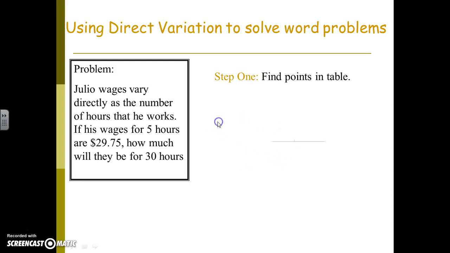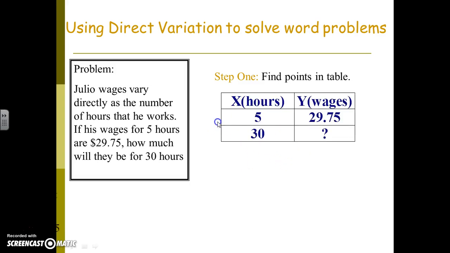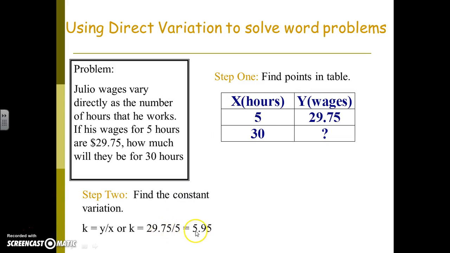Alright, so let's check our work now. Set up the table, find the constant. We see 5.95. Again, it doesn't tell us what. So let's put our units on there. We need to make sure we have our units. In this case, it's going to be dollars per hour. And again, y is wages. Should be in dollars, should tell us the units.